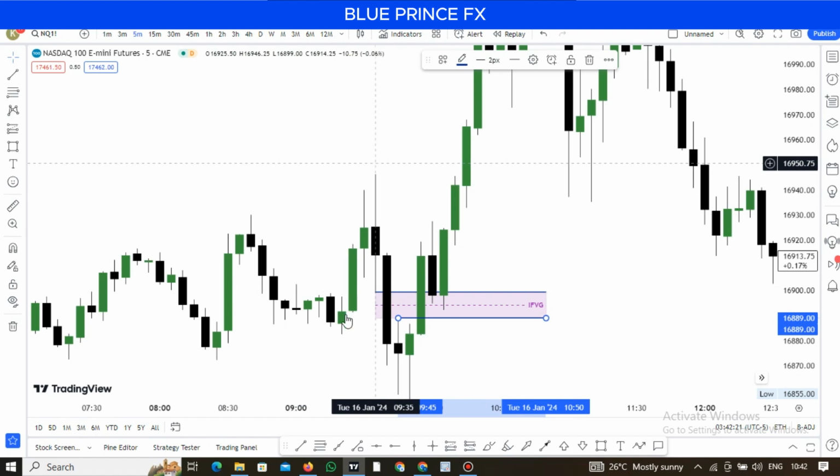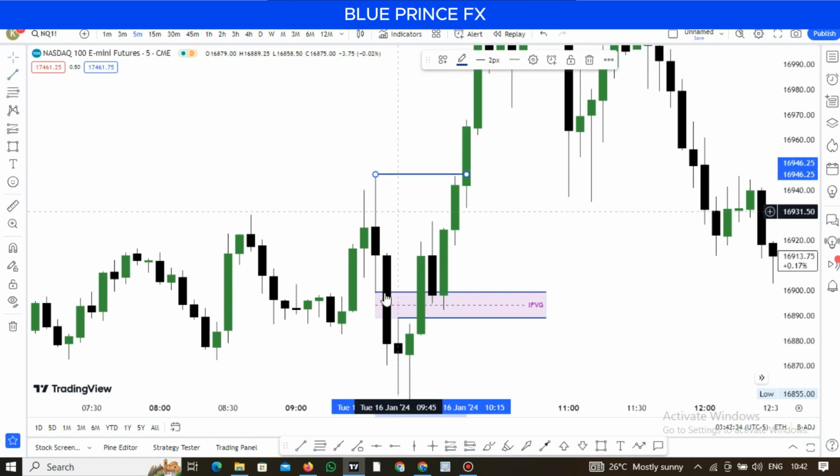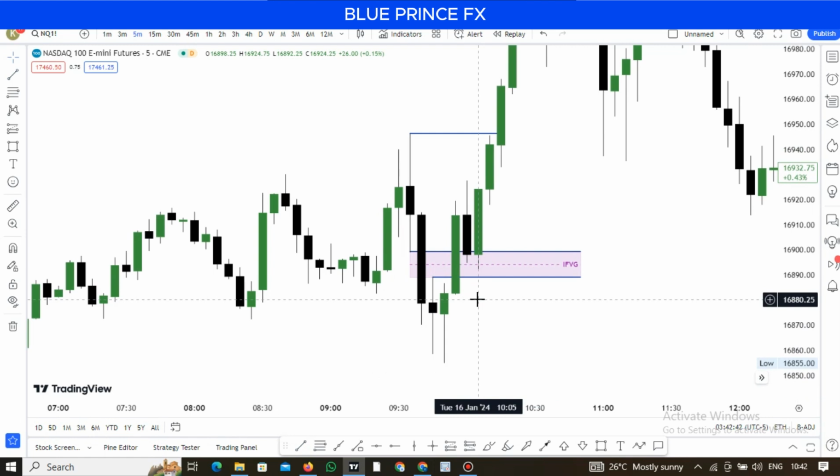So now we know that this becomes our draw on liquidity. We know that this high has to be taken, but we have a fair value gap here. This fair value gap is invalidated by this candle. Right? So now how do you trade this? To trade the inversion fair value gap, you need certain requirements. There are 5 in particular. So what is the first one?